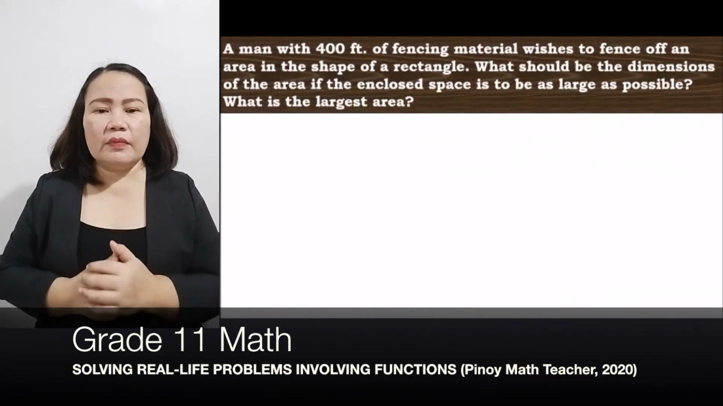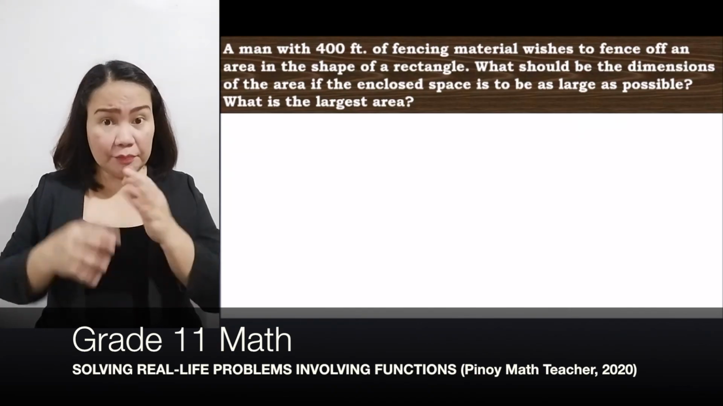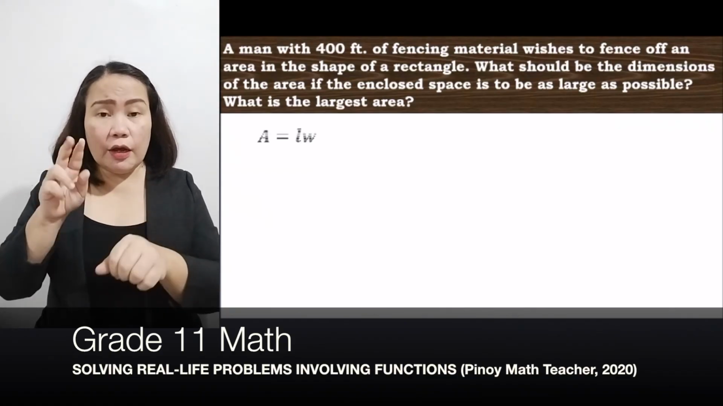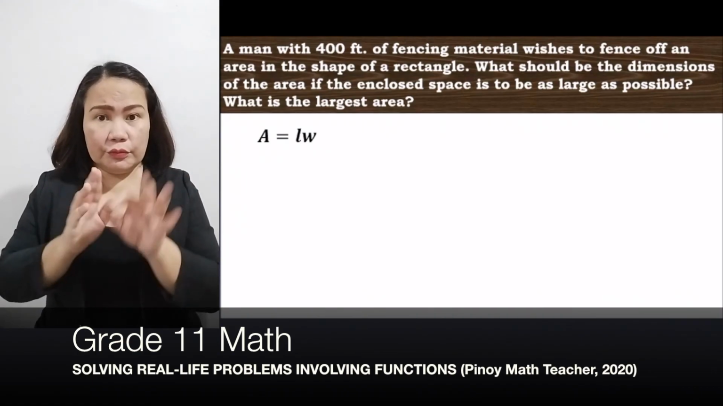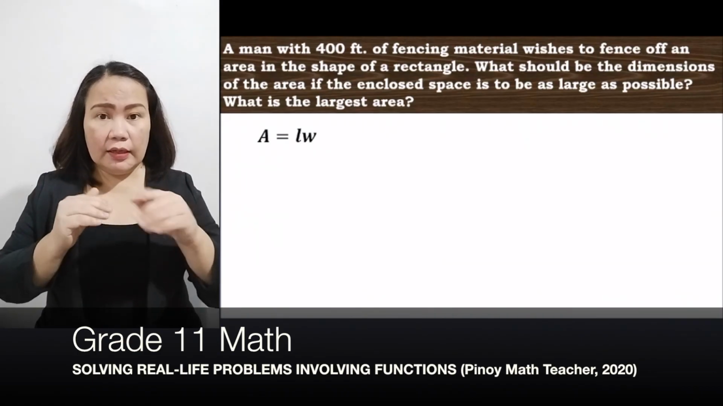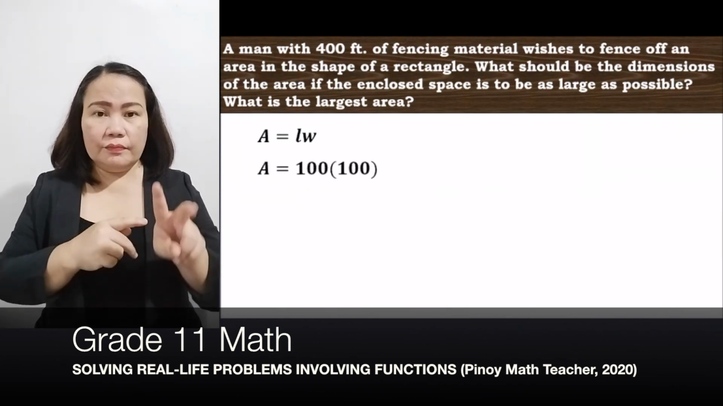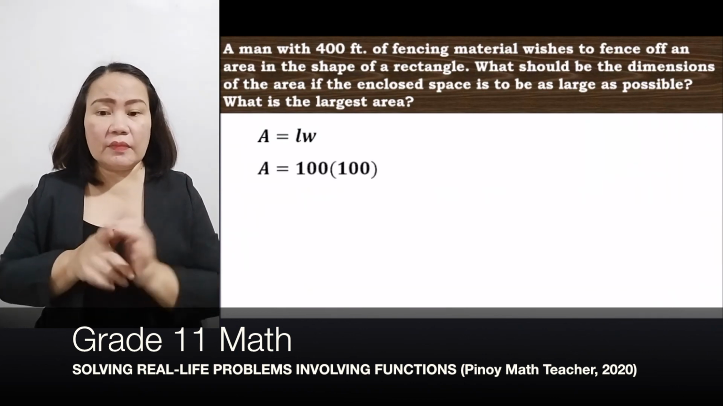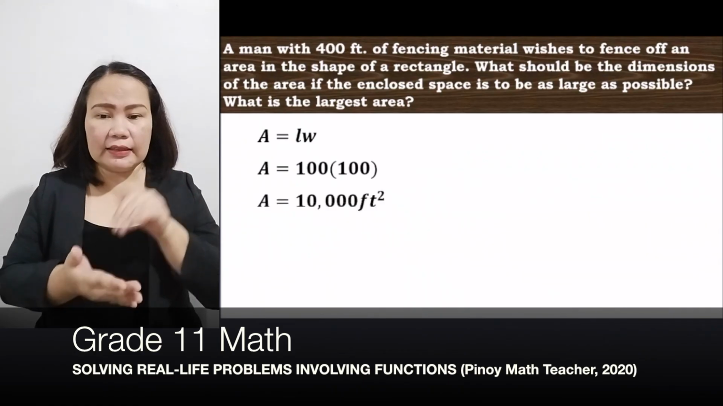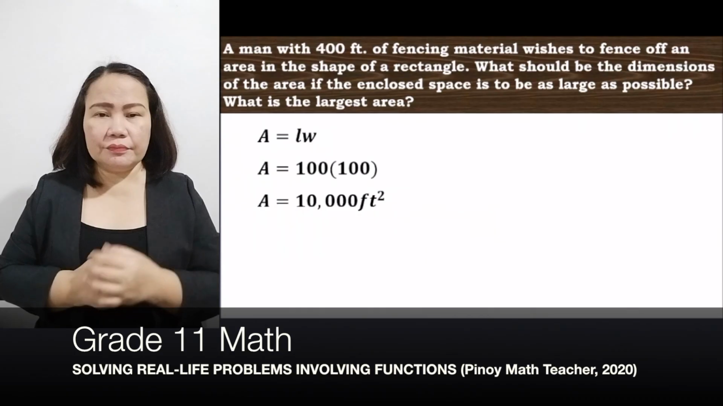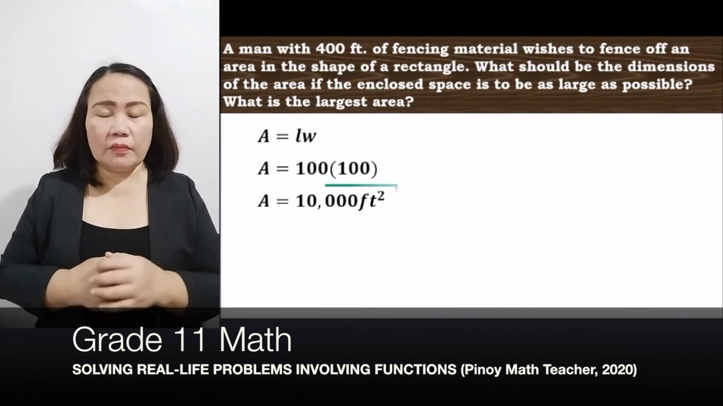At dahil alam na natin yung value ng length at width, madali na nating makukuha ngayon yung area. So, gamit yung formulang A equals length times width, substitute natin yung 100 sa L at W, that is A equals 100 times 100. Ang product niyan ay 10,000. So, area is equal to 10,000 feet squared or 10,000 square feet.